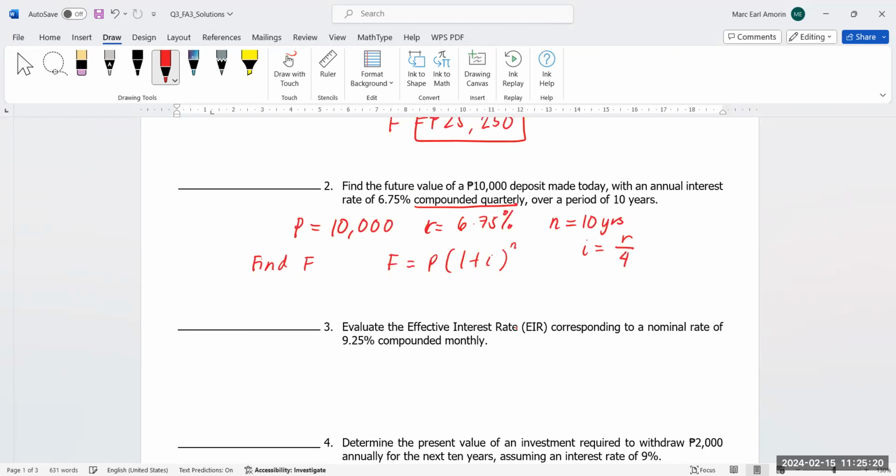Okay, so substituting everything, F is equal to 10,000 times 1 plus 6.75% divided by 4 raised to the power of, so 10 years, however, it is compounded quarterly. So every year meron tayong 4. So 4 times 10, that is 40. So your answer should be 19,530.03 pesos.